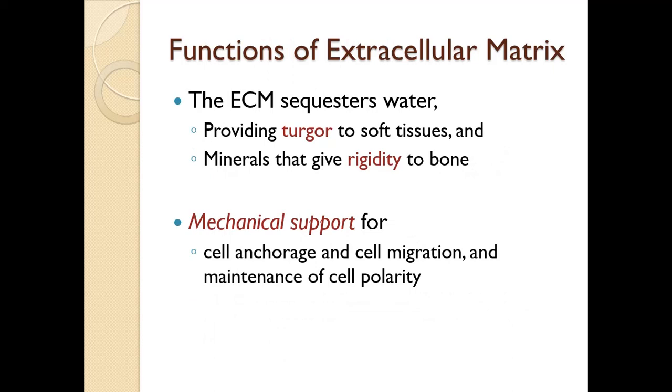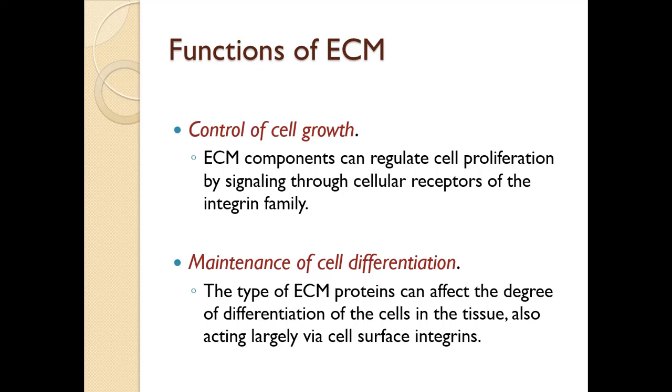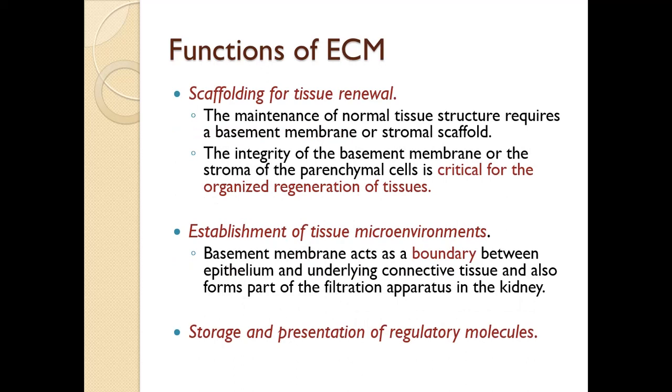Extracellular matrix performs a lot of functions. One of them is it sequesters water by providing turgor to soft tissues and minerals that give rigidity to bone. It will provide mechanical support for cell anchorage and cell migration. It will cause the control of cell growth and maintenance of cell differentiation. It will provide scaffolding for tissue renewal. It will help in establishment of tissue microenvironments, and there will be storage and presentation of regulatory molecules within this extracellular matrix.